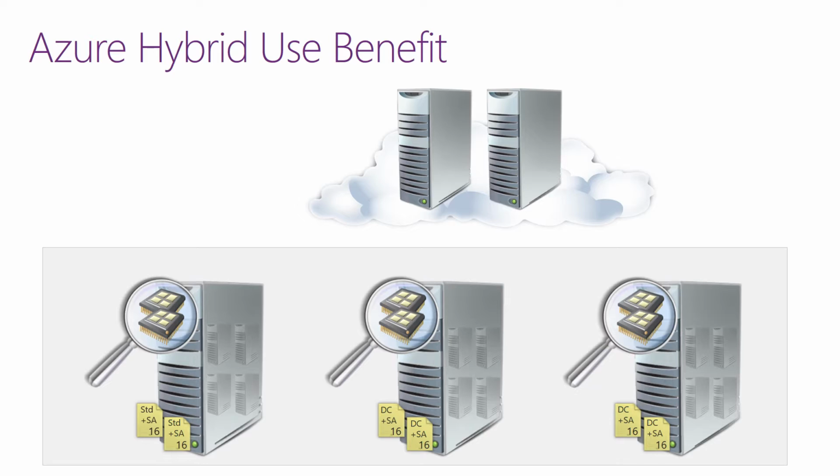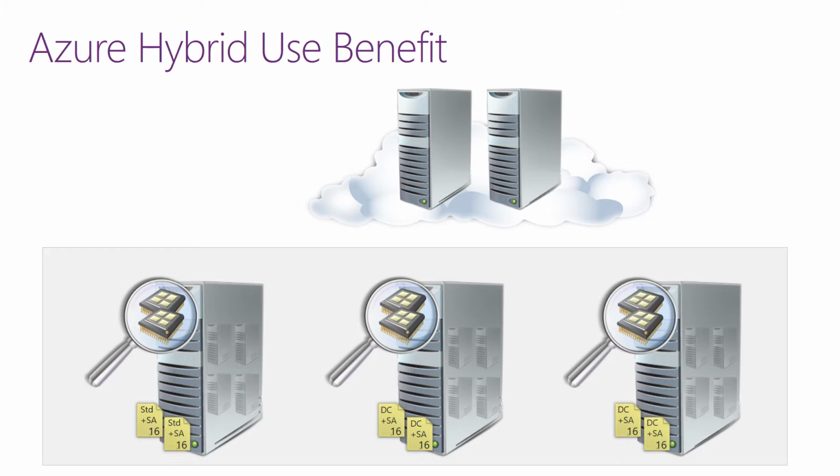If organizations have software assurance on their Windows Server licenses, then they are entitled to a benefit called the Azure Hybrid Use Benefit. This is what allows them to use their Windows Server licenses to license Windows Server in virtual machines in Azure. How does this work? Well, for each set of 16 Windows Server core licenses with software assurance, customers may run 2 virtual machines with up to 8 cores each, or one virtual machine with up to 16 cores.